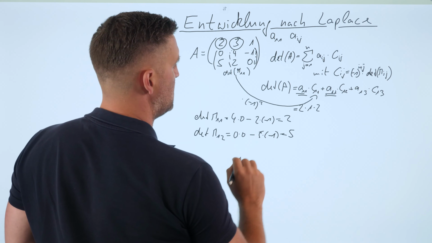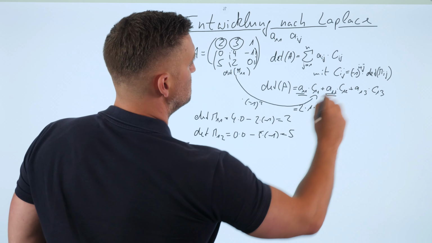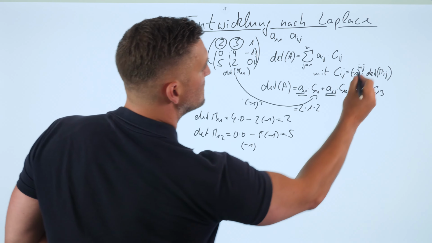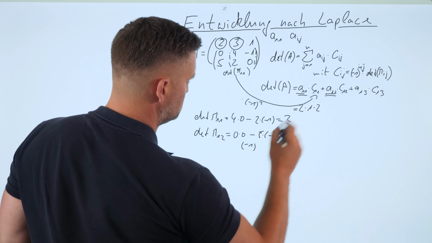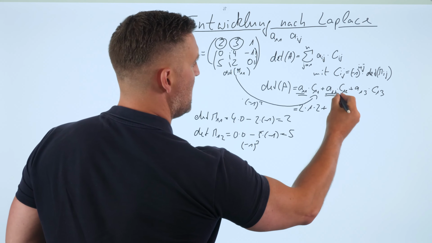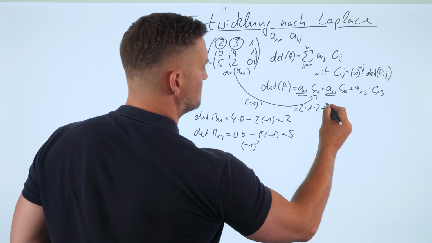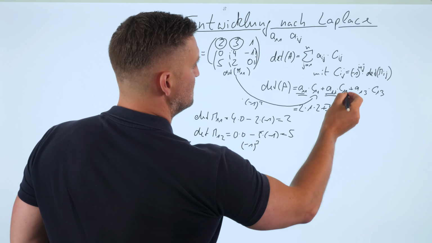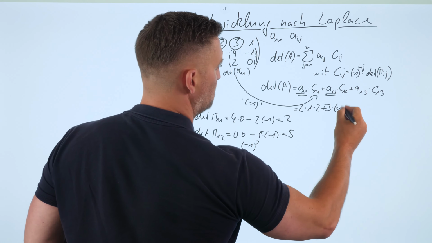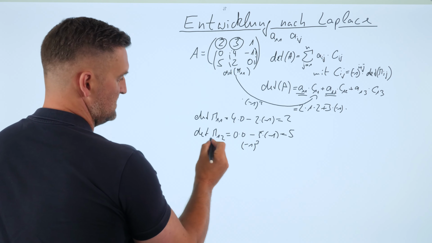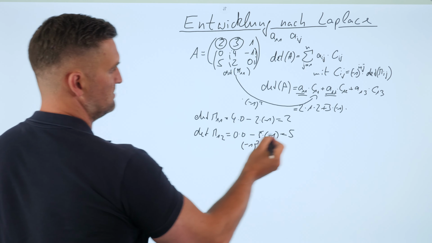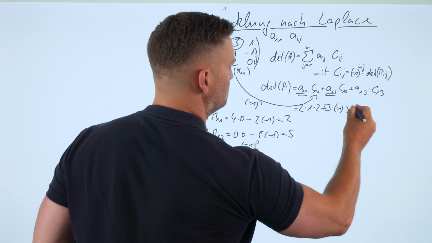Now we have 1 plus 2, that's 3, so we multiply with minus 1 to the power of 3, which is minus 1. So plus a1,2, which is 3, times c1,2, which consists of minus 1 to the power of 3, which is minus 1, times the next determinant, determined by the next submatrix, which is 5.